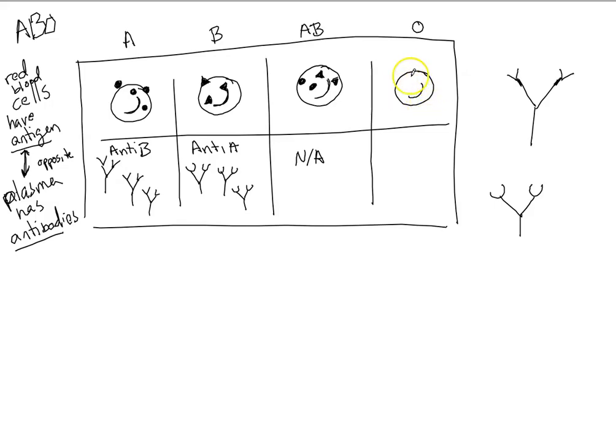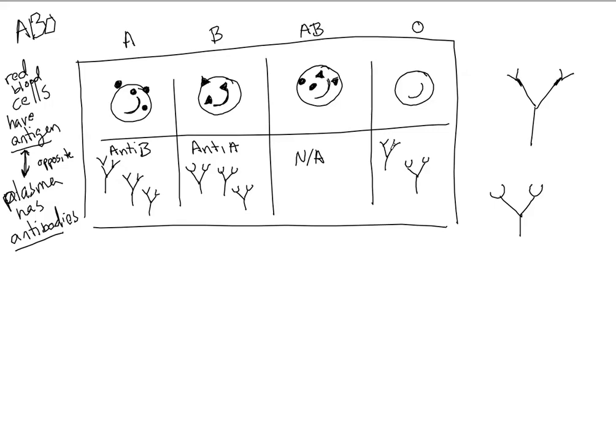Now, if you have O-type blood, can you have anti-B antibodies safely? Yes, you can. Can you have anti-A antibodies safely? Yes, you can. So somebody with O-type blood will have both anti-A and anti-B antibodies, which puts us in a precarious situation for blood donations.